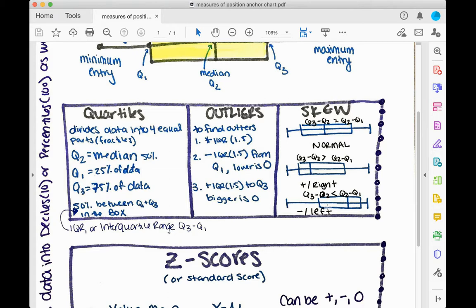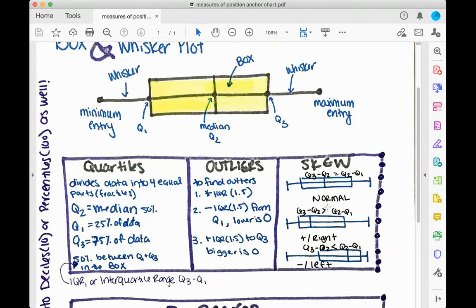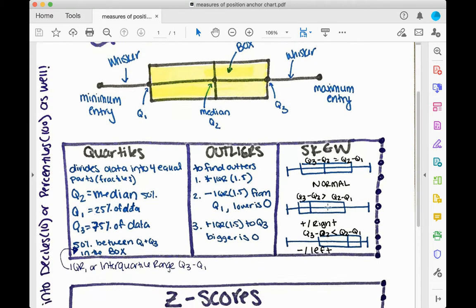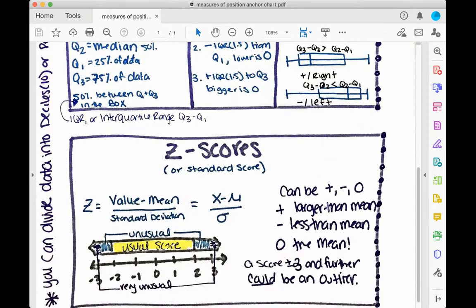Your tails can play into this as well. And you can see in both the pictures that I drew how the tail was longer on the right, and the tail was longer on the left for the left skewed, and that is consistent with our normal distributions. So we're going to spend a lot of time today, the first lesson, going over box and whisker plots and quartiles and interquartile range.